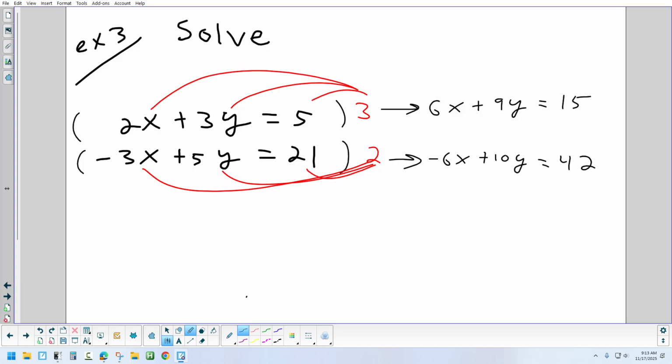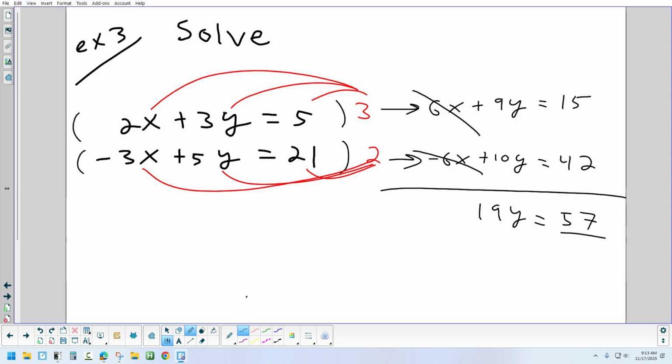All right, so now add your equations up. 6x plus negative 6x. That's gone. What's 9y plus 10y? 19y. And 15 and 42. 57. So last step is going to be to divide each side by 19. And that won't always come out nice, but it does in this one. Yep, y comes out to how much? 3.